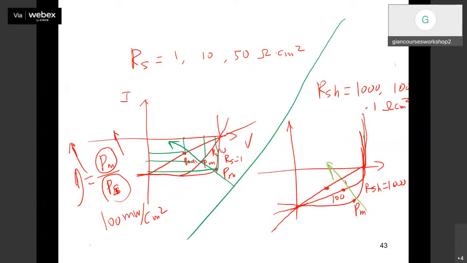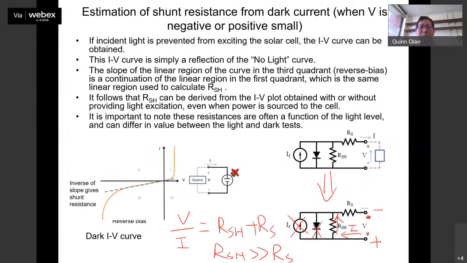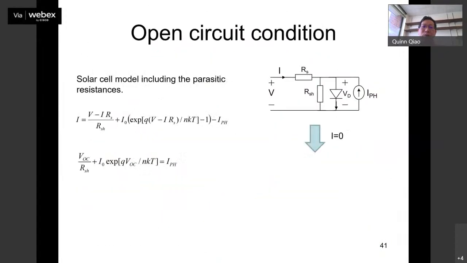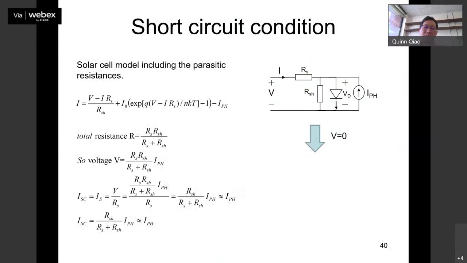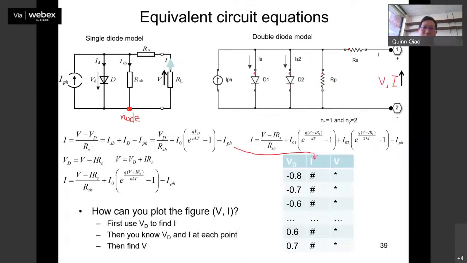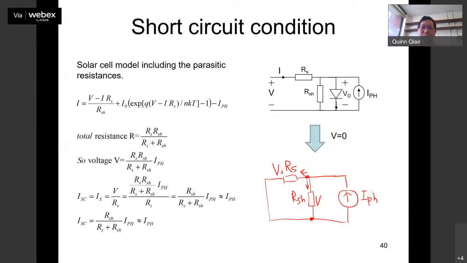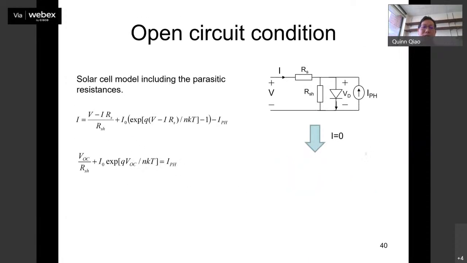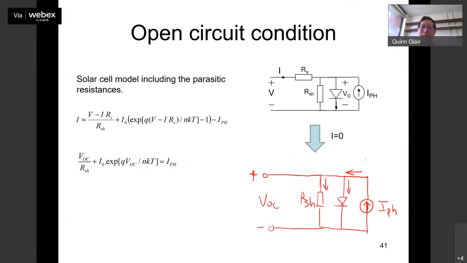So my question is, sir, how can we find out the value of the series and shunt resistance from the dark characteristic or the light characteristic of the solar cell? Okay, that's a good question. All the questions are great. Here I provide different ways for you to find the shunt resistance and series resistance. A very simple way: any solar cell you make, you can measure the IV curve easily.